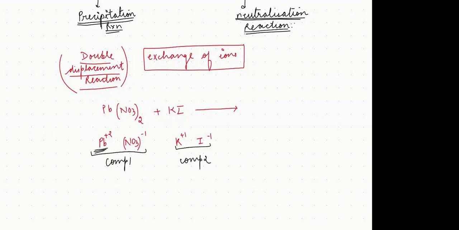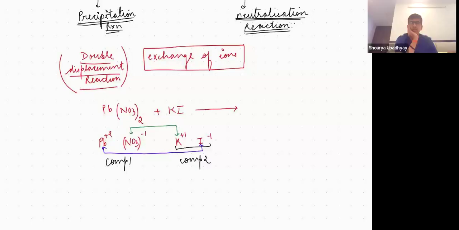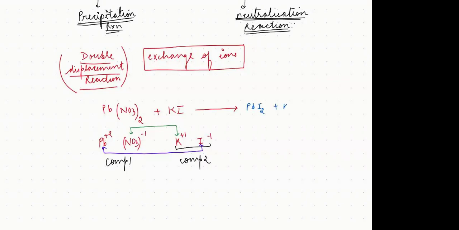So what would happen? Just tell me. You will have the positive of one compound combining with the negative of the other, and the positive of the other compound combining with the negative of the first. Are you understanding? Yes, ma'am. So it is going to form what? It is going to form PbI2 plus KNO3.